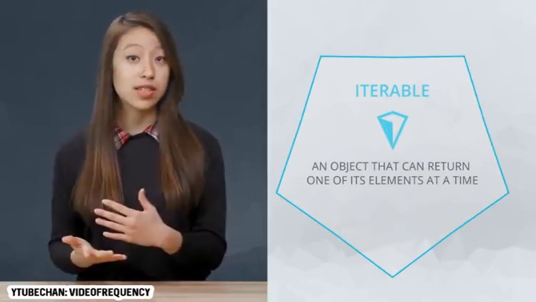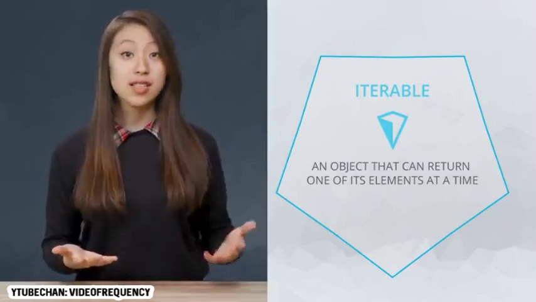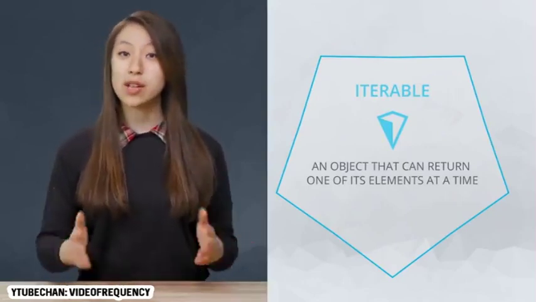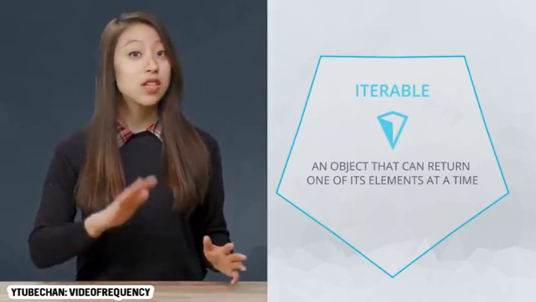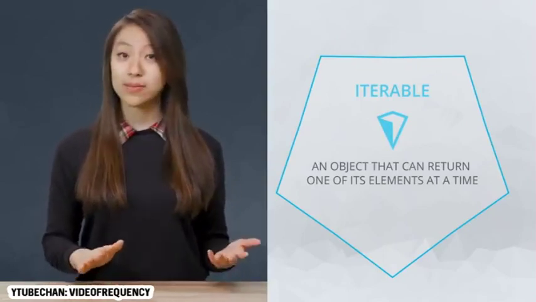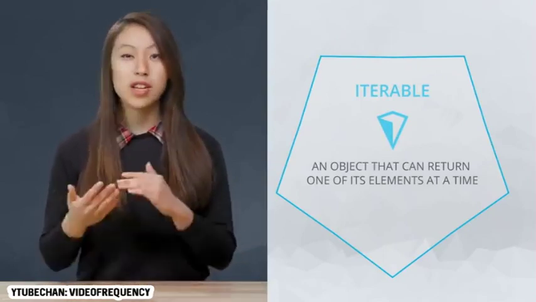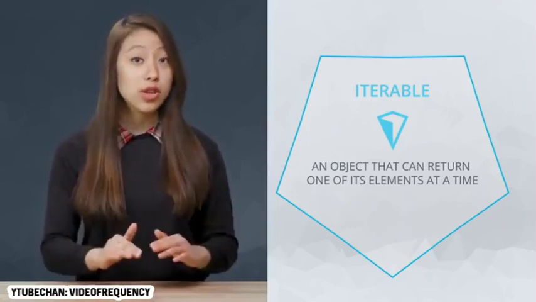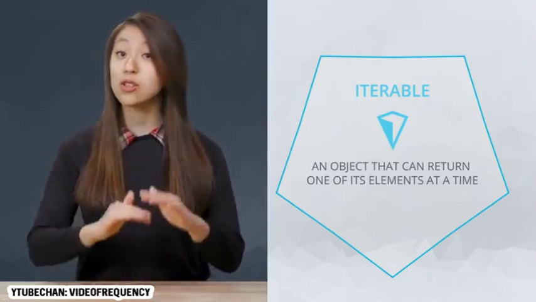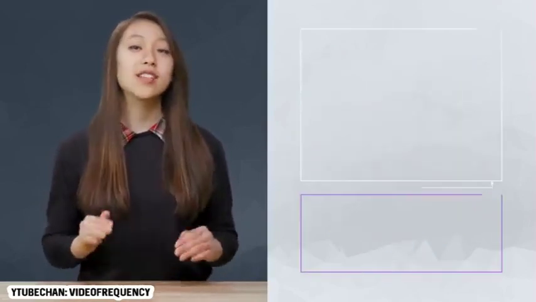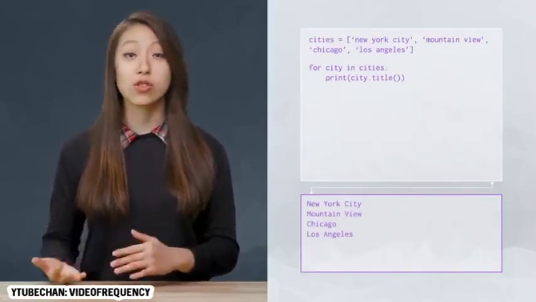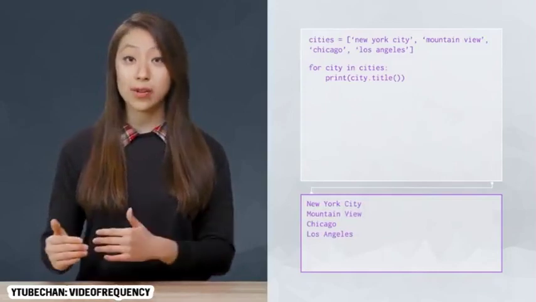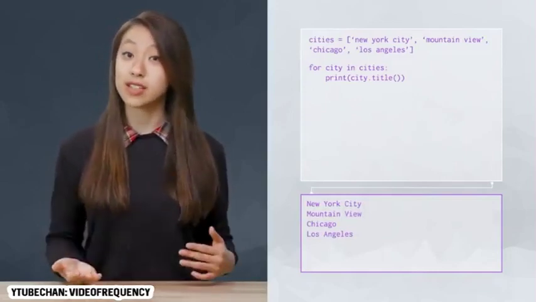This can include sequence types, such as strings, lists, and tuples, as well as non-sequence types, such as dictionaries and files. You can define objects with an iter method to allow them to be used as an iterable, which you can find more information on in the notes below. Consider this for loop that iterates through a list of cities, capitalizes each one, and prints it.